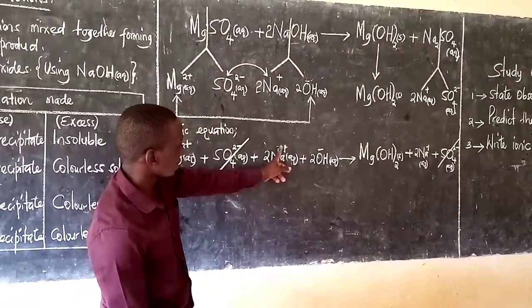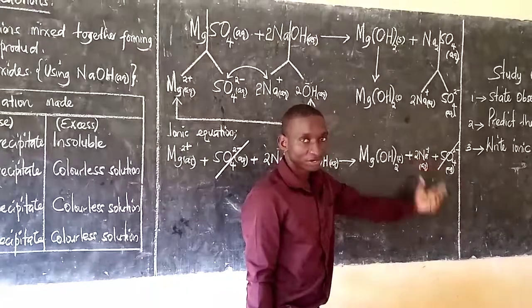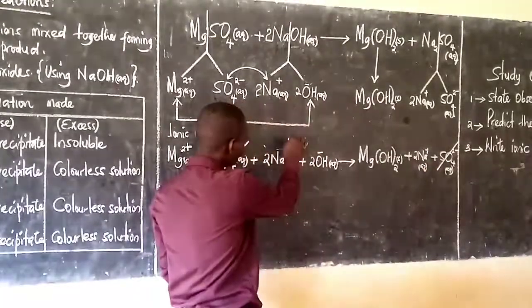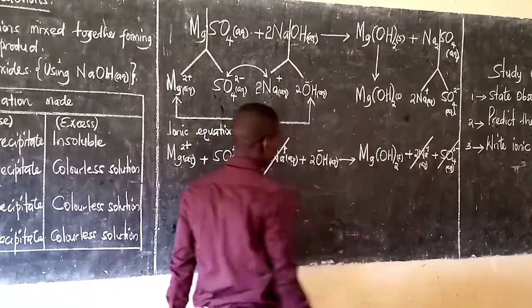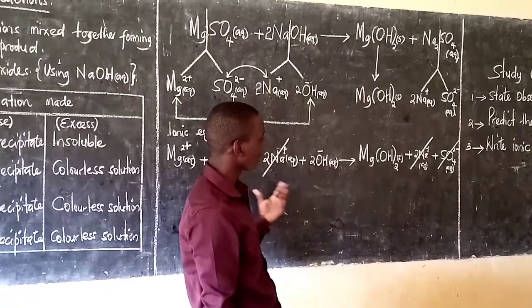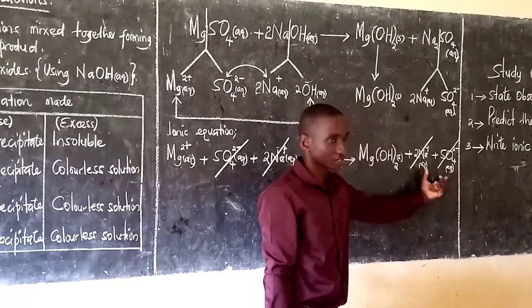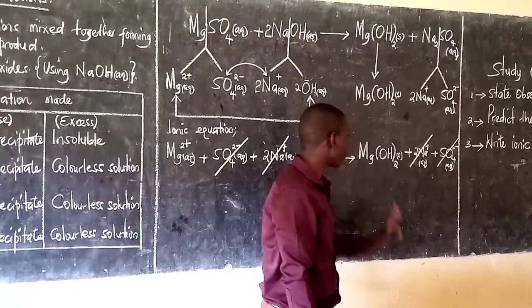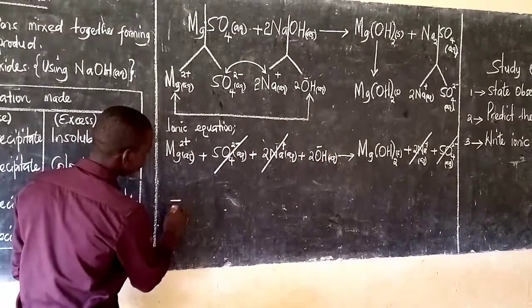Next, 2 sodium ions appearing on the reactant side. We also have 2 sodium ions appearing on the product side. So they cancel out. We refer to these as spectator ions. 2 hydroxide ions on the reactant side. We don't have the hydroxide ions freely this side of the products. So we leave it at that. And what comes out as the net equation?